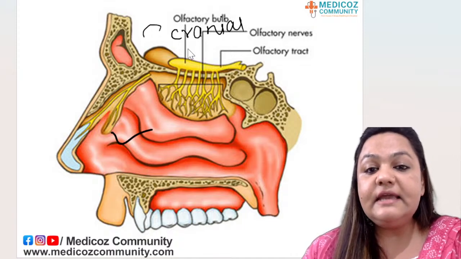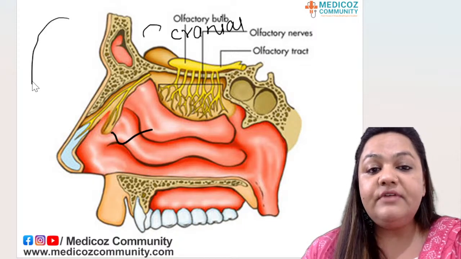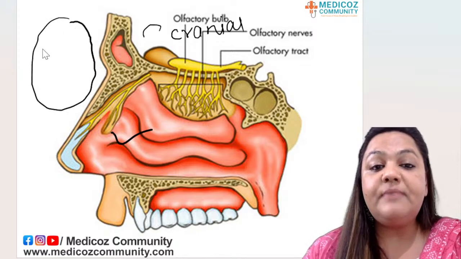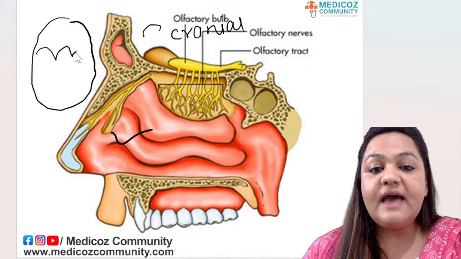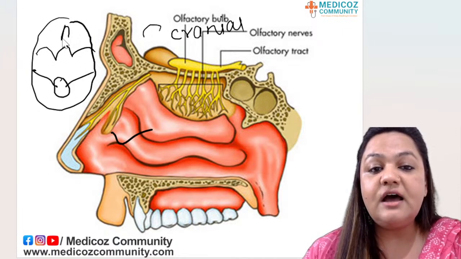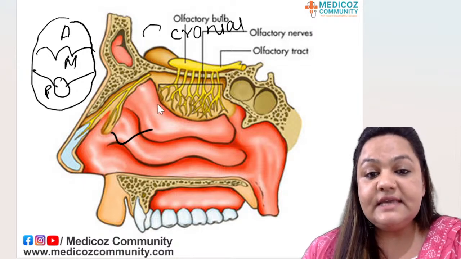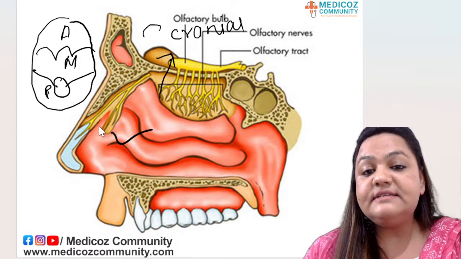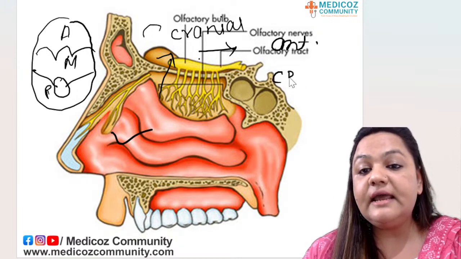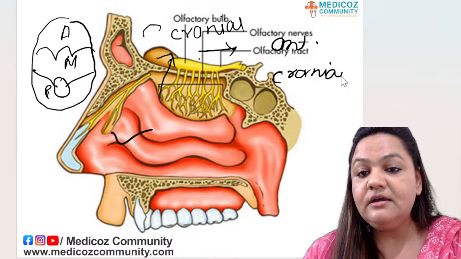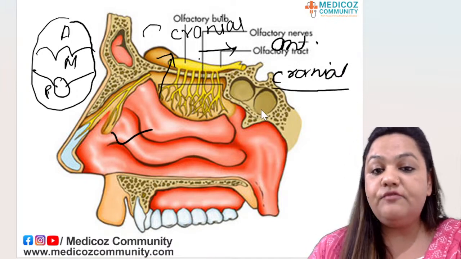Now the cranial cavity, we all know the cranial cavity is divided into three parts. It has the anterior cranial fossa, the posterior cranial fossa, and the middle cranial fossa. Clear? Now you will see just above the lateral wall of the nose or nasal cavity, we have the part of the cranial fossa that is called the anterior cranial fossa.